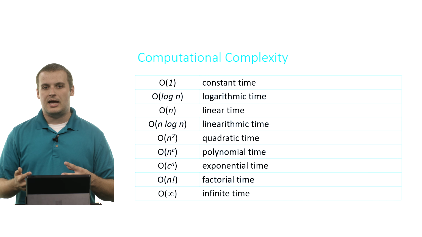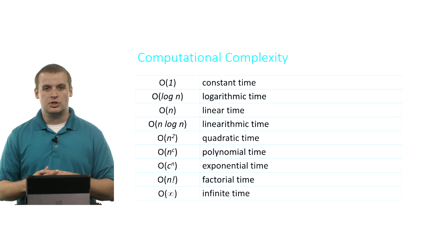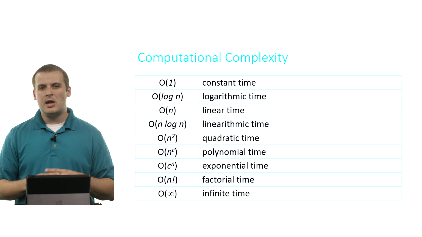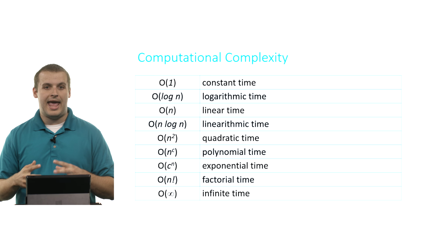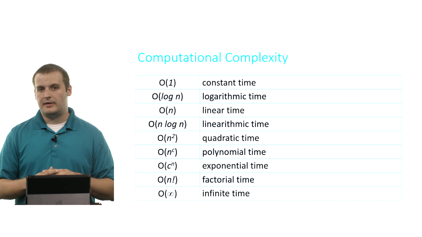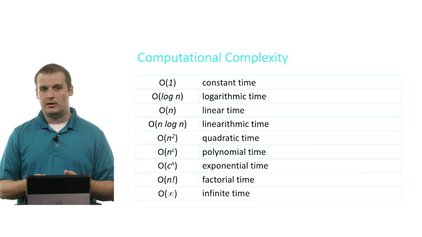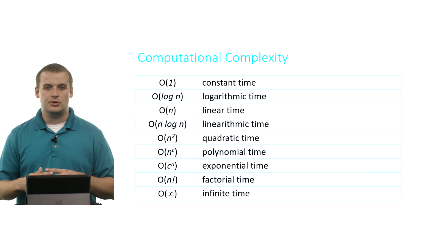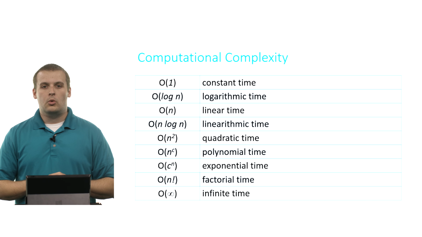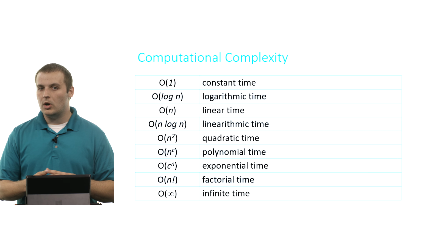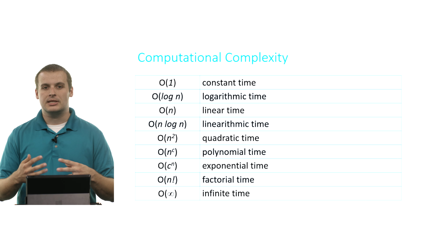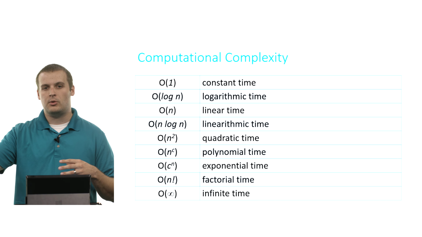Then things get a little less great from there. You have linearithmic time, sometimes called log linear time, or just n log n. And we'll see an example of an algorithm that runs in n log n, which is still better than quadratic time, n squared, or polynomial time, n to any number greater than 2. Or exponential time, which is even worse, c to the n, so some constant number raised to the power of the size of the input.